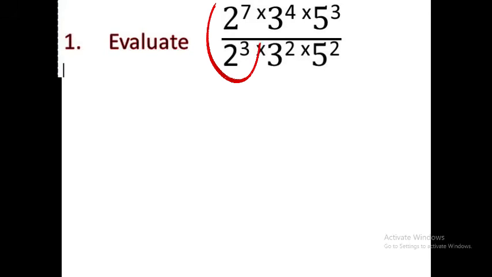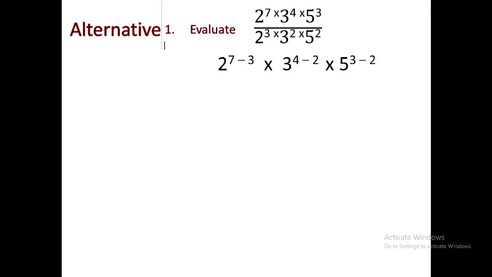And so 2 exponent 7 divided by 2 exponent 3 will maintain one base, and so we'll say 2 exponent 7 minus 3. Then our multiplication will be there. So look at what is on the screen there. So 2 exponent 7 minus 3 times, now we have 3 exponent 4 over 3 exponent 2.